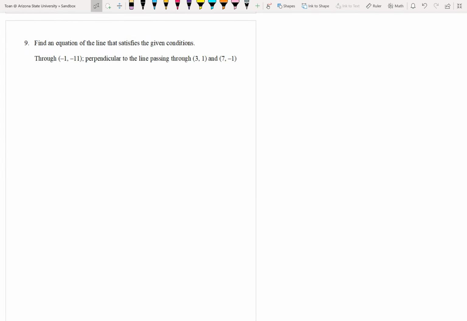Number 9 is writing an equation problem. Now, there are lots of layers to this question. When it comes to writing a linear equation, what you want is a slope and a point. Right? So if you read this question, find an equation of a line that satisfies the given condition through (-1, -11). Well, they give me a point, and perpendicular to the line passing through (3, 1) and (7, -1). Nowhere in this information does it say your slope is blah blah blah. So they don't give us a slope. That tells you we have to go find it.